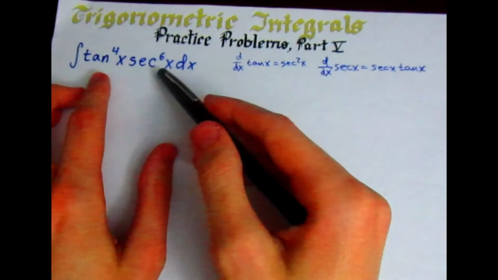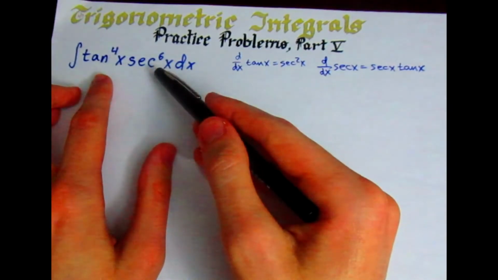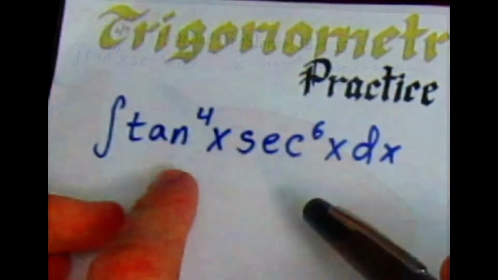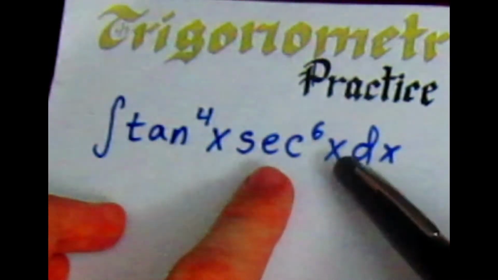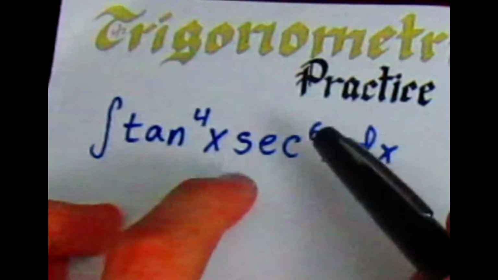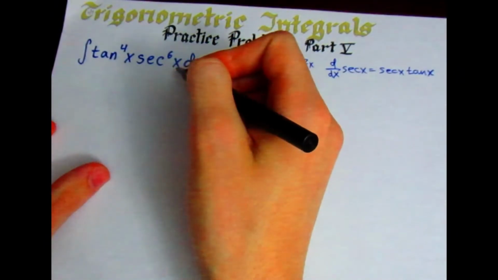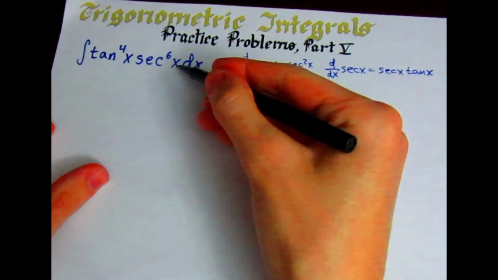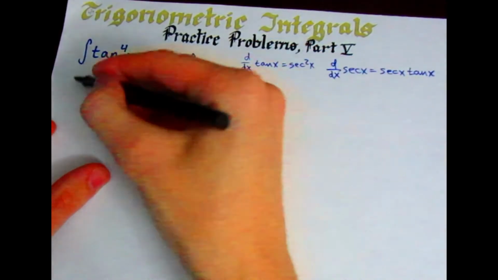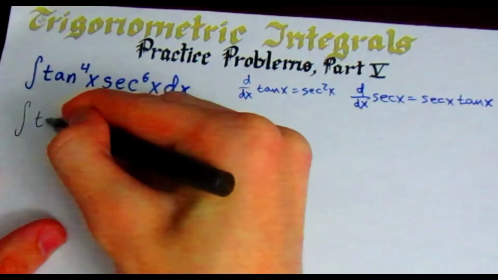Now when you're faced with these problems, you want to look at the powers. You want the power of tangent to be odd, or the power of secant to be even. In this case, the power of secant is even. I'm just going to factor out a secant squared from this secant to the 6th power, so that I could write it like this.